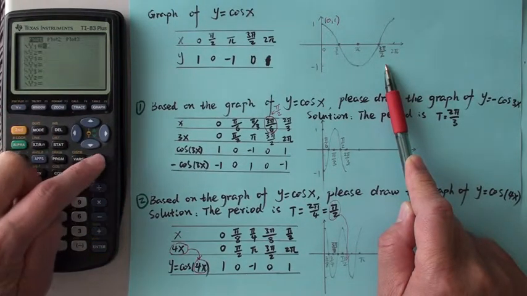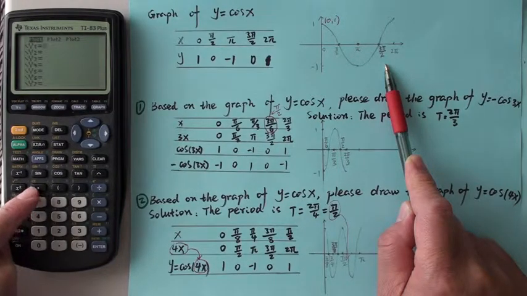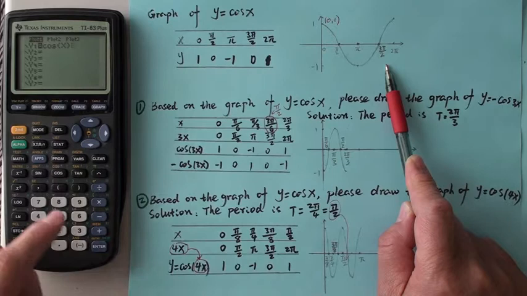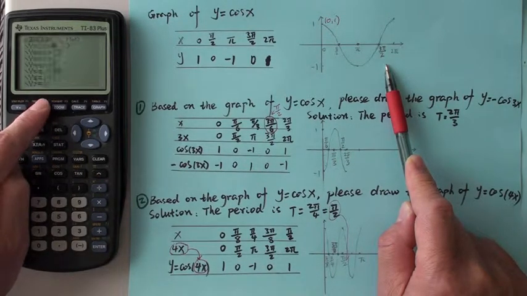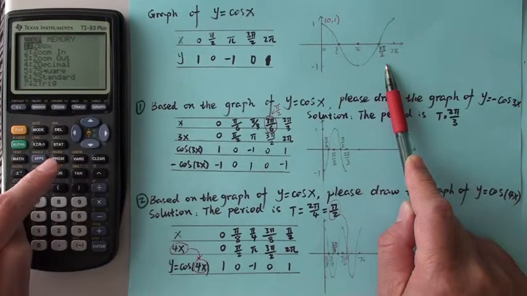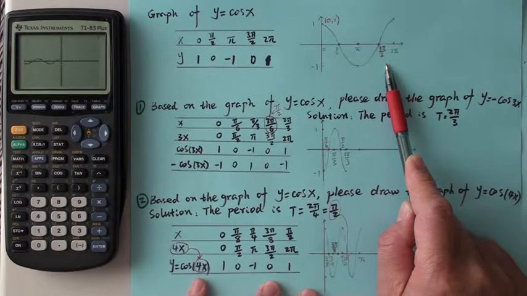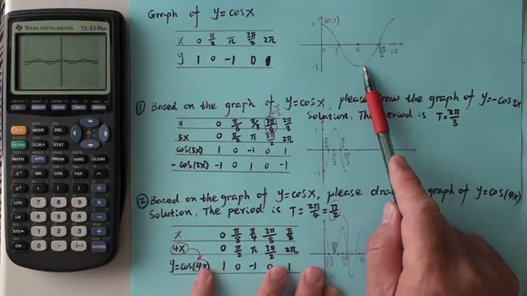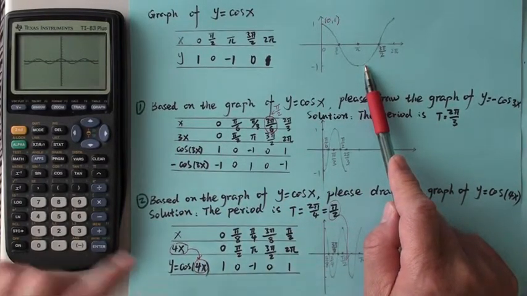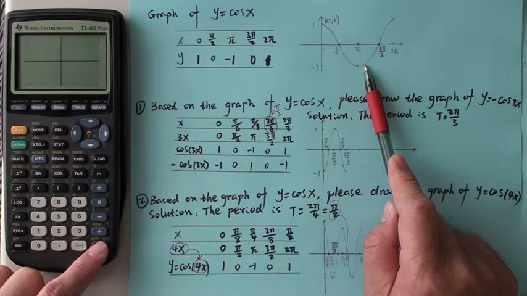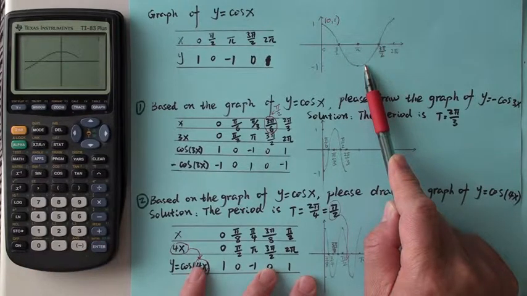What you can basically do is input cosine x, close parentheses. And then you go to window. You may go to zoom and hit on number 6. This will give you the cosine x. If you don't remember, you may use the TI-83 to help you. You may zoom in, and you can see that.